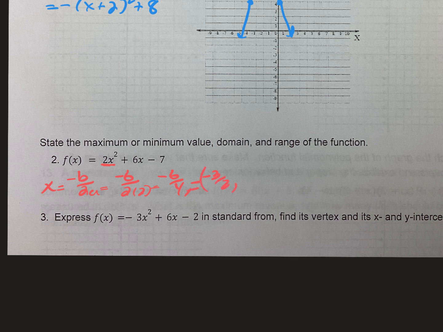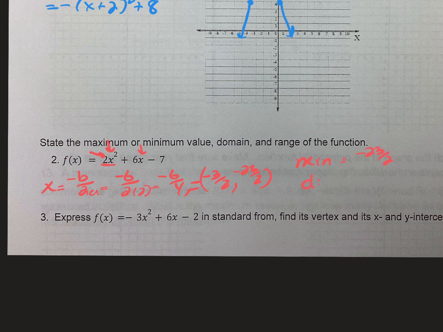I need the y coordinate, though. The y coordinate is what I need. So to figure out the y, I'm going to take that negative 3 halves and plug it into that x and that x. And I punched that in my calculator, and I got negative 23 halves. Okay, so now we already said because this is a 2, positive 2, it's opening up, which means there's a min. And the minimum value is the y coordinate, which is negative 23 halves.